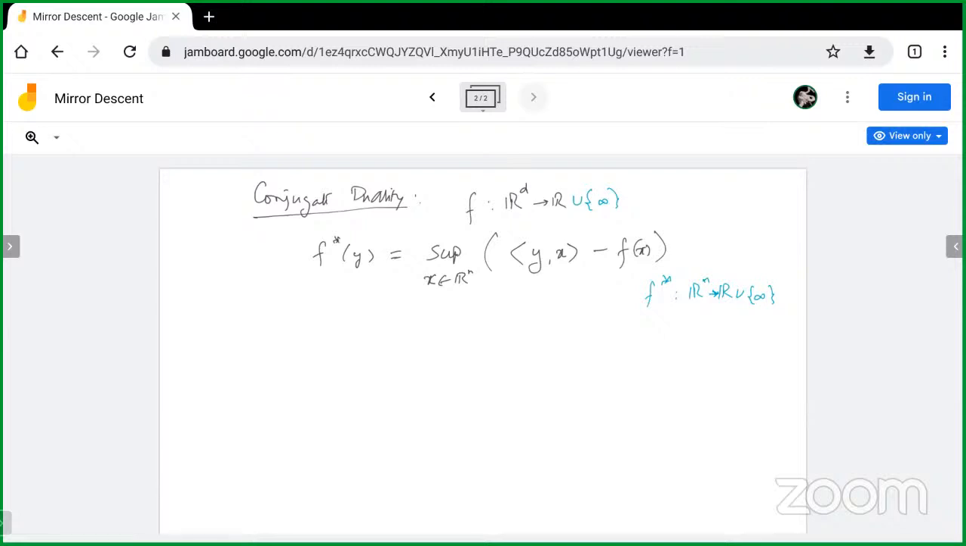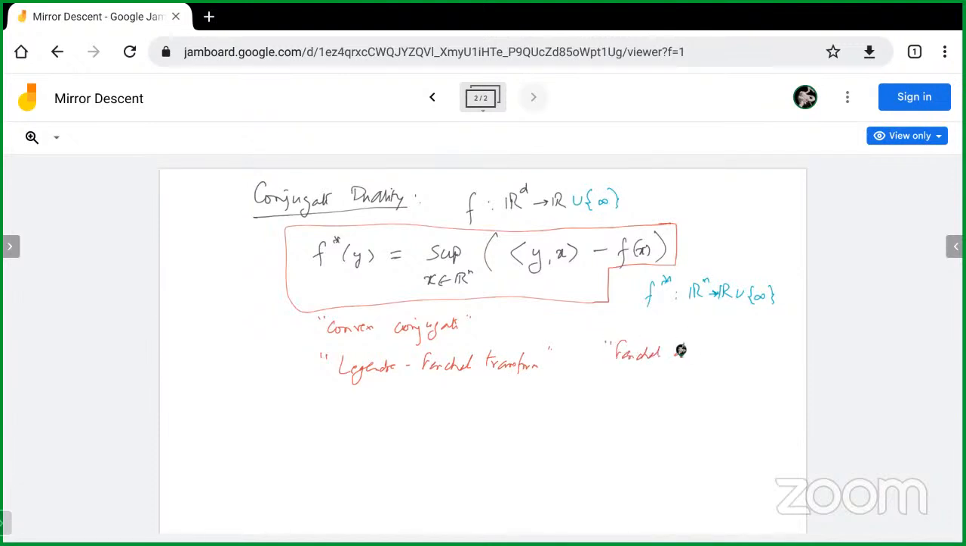Okay, so this is how we define the dual, and it has many names. It's called the convex conjugate. Some books call it the Legendre-Fenchel transform. It's also called the Fenchel dual. Yeah, so all kinds of names. Okay, so we'll stay at this a little bit so that we digest.